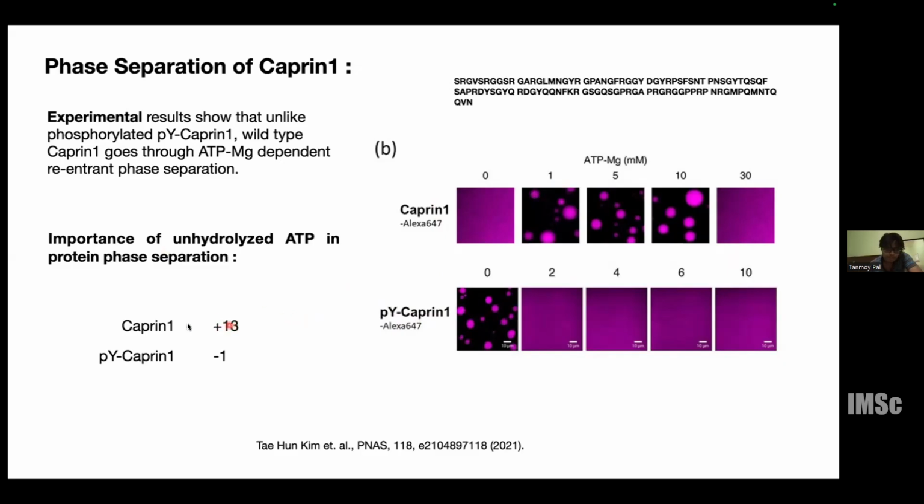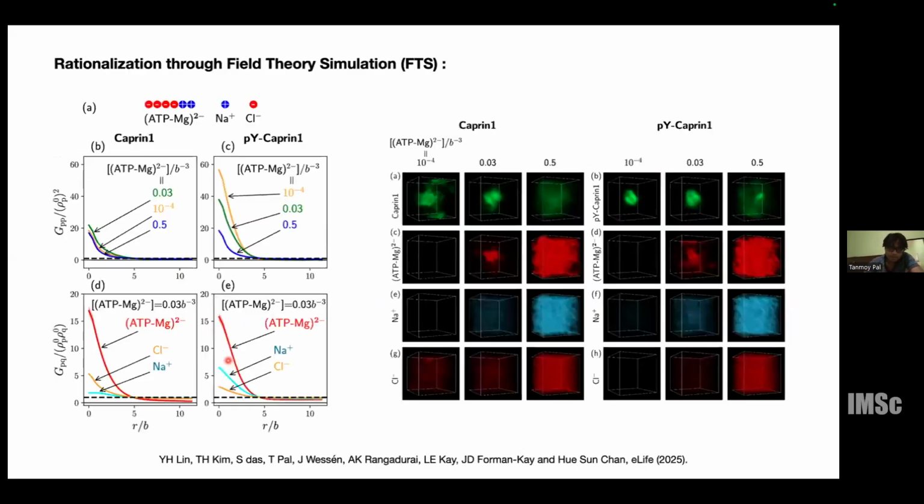So one interesting property of Caprin-1 is that it has a +13 charge, which almost behaves as a polyelectrolyte. But the phosphorylated variant has a net charge of -1, which behaves more like a polyampholyte. So in our field theory simulation models, we model the ATP-magnesium complex as a 6-bead polymer with net charge 2-, and Na+ and Cl- as single beads.